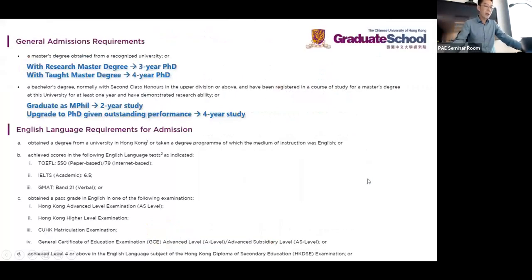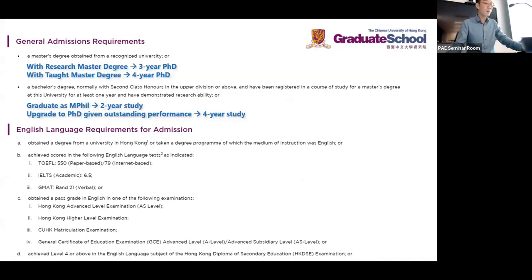So this is the basic admission requirement that you can find in the graduate school website. In our department, you can opt to do a PhD. If you already have a research master degree, the total period of the PhD will be 3 years. When you do not have a research master degree, it is a taught master's degree, and you will need to spend 4 years with us to do the PhD.